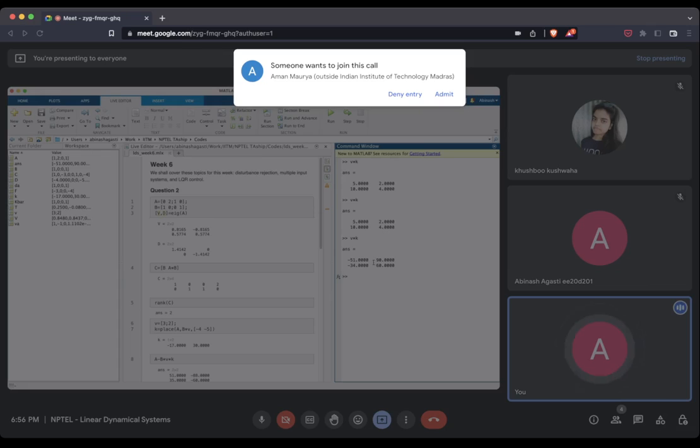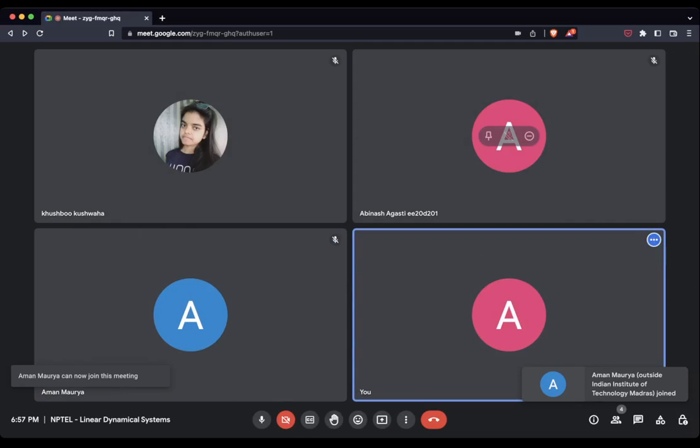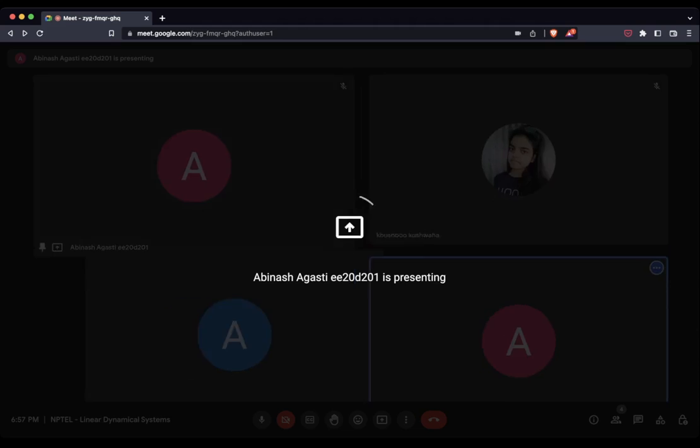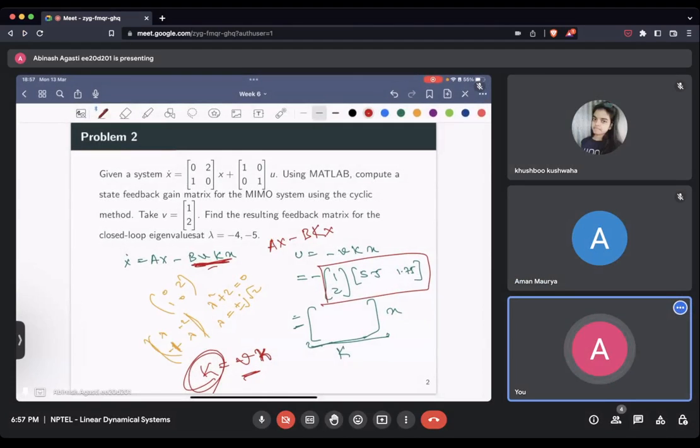Correct. So there need not be a unique state feedback matrix for our system. So that is what we saw here.